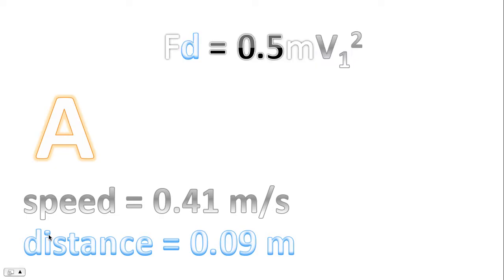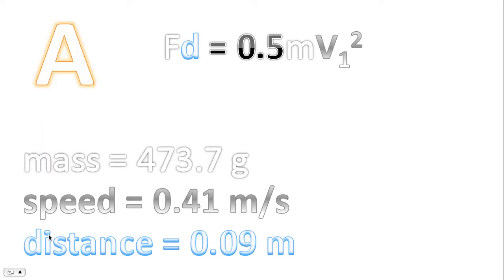And so here's our formula. Force times distance equals half mass times speed squared. The mass is listed there. So please substitute your numbers into this equation to get the force. Remember, if you leave the mass in grams, force will be in the unit of millinewtons. So if you want your force in newtons, you need to convert your mass into kilograms. Please be aware of that.